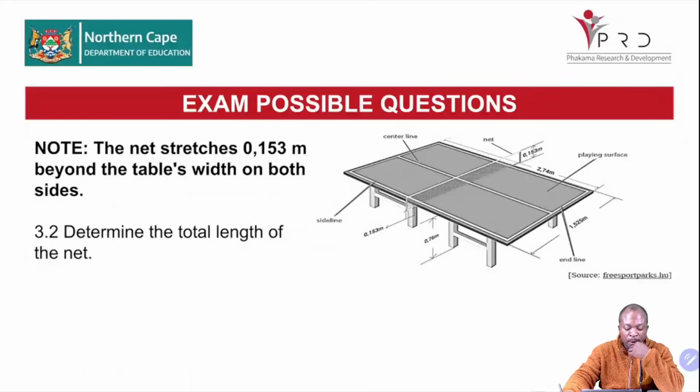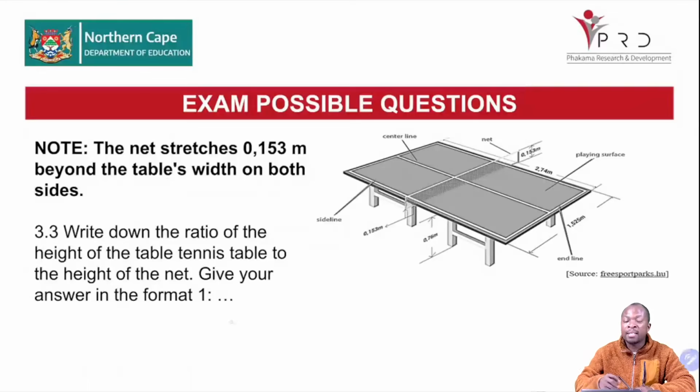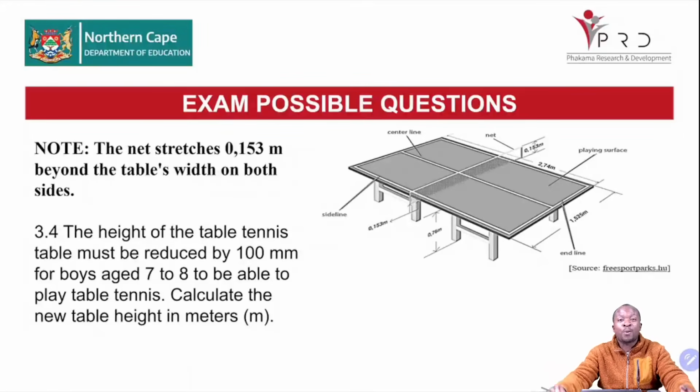Good. Let's go to 3.2. Determine the total length of the net, meaning from one corner way to the other corner. Remember, it stretches 0.15 before the width of the table. 3.3. Write down the ratio of the height of the table tennis table, the height, to the height of the net. And once you write, give your answer in the format 1:... How are we going to write this one? I just wish that you're going to get them correct because I know you know these answers. Yours is to show me how you do it. In case you struggle, we'll work together on that.